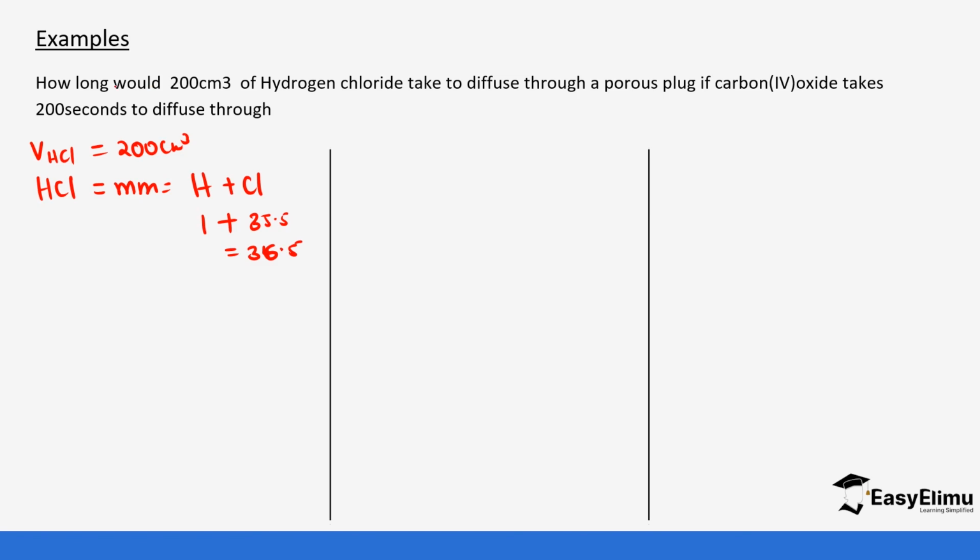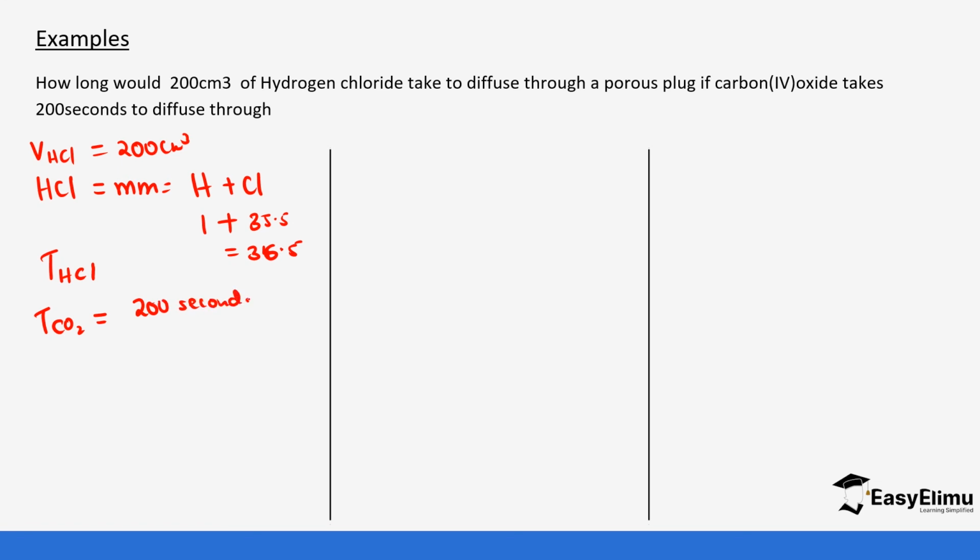How long would 200 centimeters cubed of hydrogen chloride take? Basically, we have been told to look for the time in which hydrogen chloride takes to diffuse. So what else have we been given? We have been given something to do with carbon dioxide: the time that carbon dioxide takes to diffuse. So we are going to write it like this. The time carbon dioxide takes to diffuse is 200 seconds.